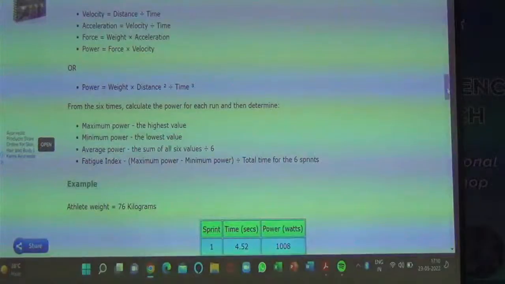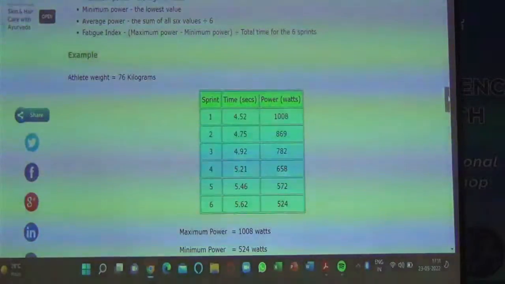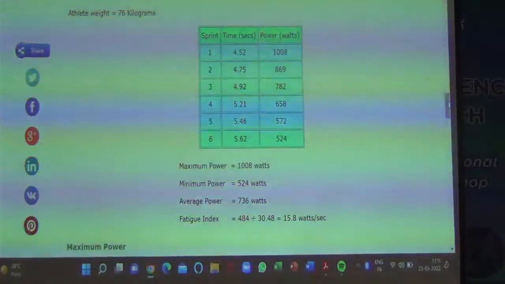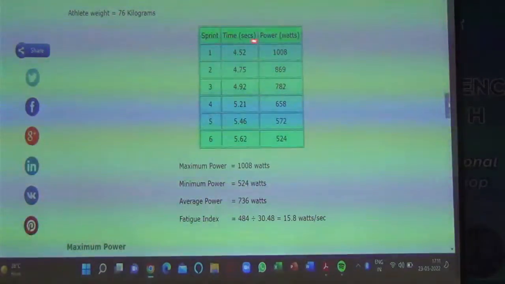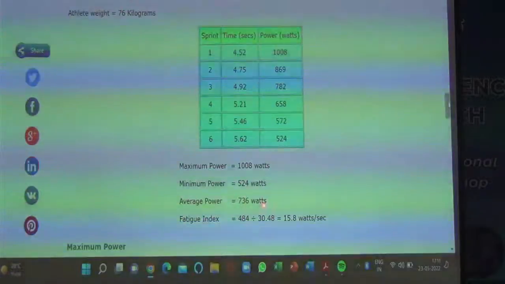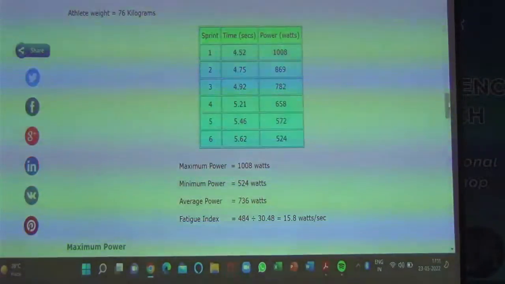Yeah. So is it clear to all of you? See, in this example online you can see 76 kg. These are different timings and these are the respective powers. And out of this, which is maximum? This is maximum. Out of this, minimum? 0.24. Then this is average, and fatigue. Average is a simple formula.